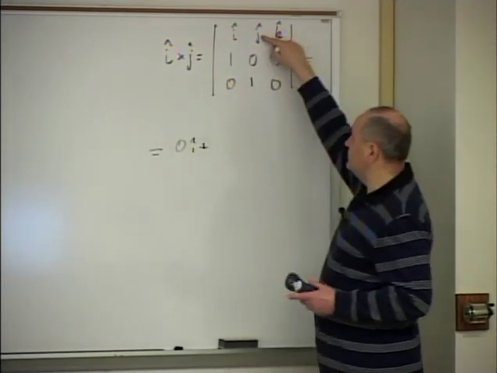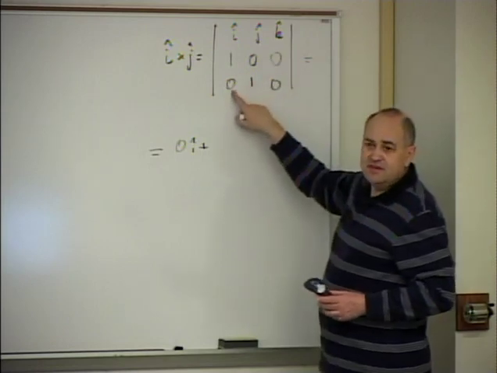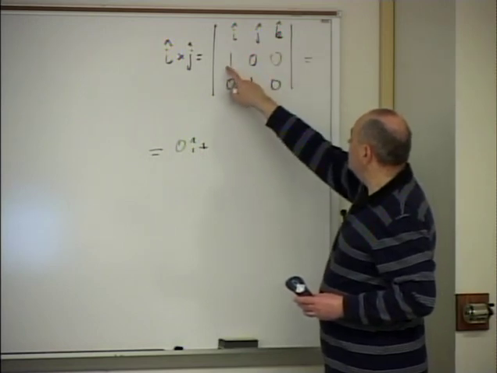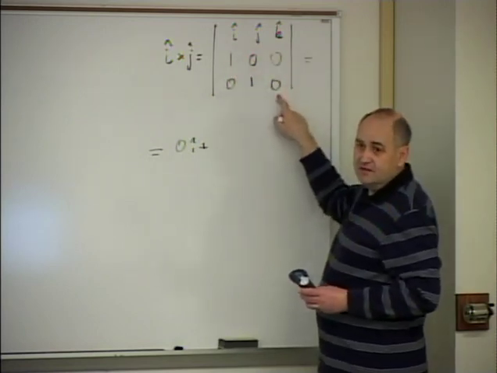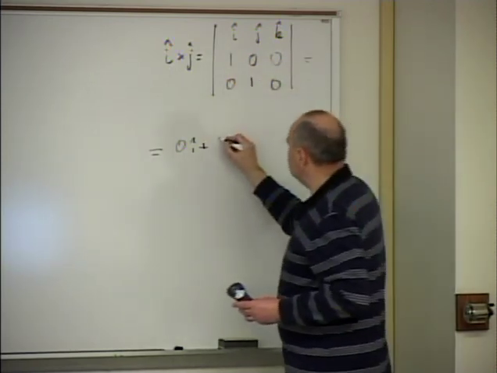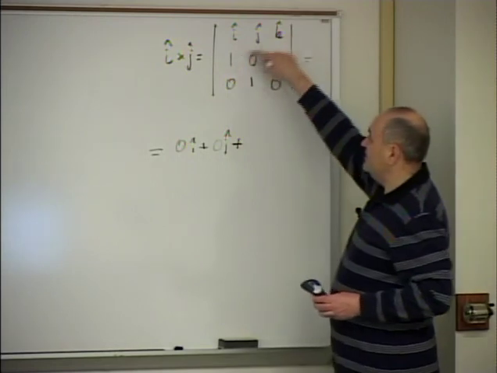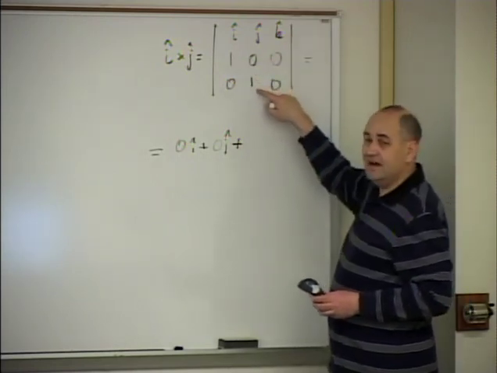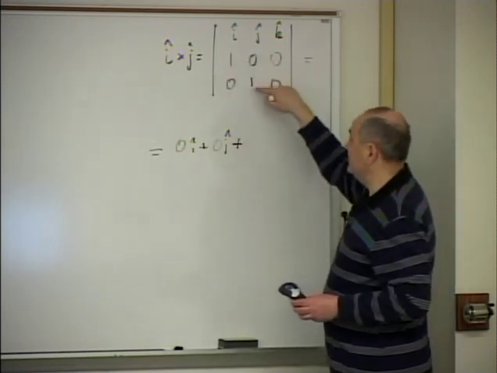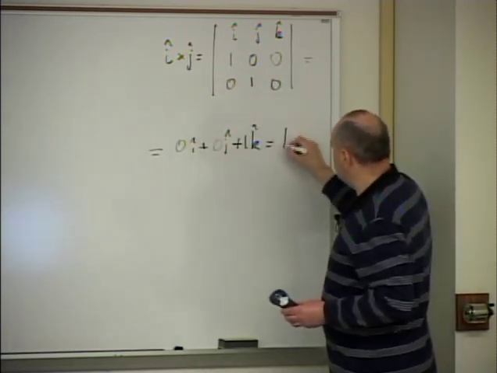Plus, let's now go for vector j. If you look over there, it will be az multiplied by bx minus ax multiplied by bz. So 0 times 0 minus 1 times 0. So it's 0j plus. And for k, I will have ax by minus ay bx. So it will be 1 times 1 minus 0 times 0. So it gives me 1k. So the result is k.